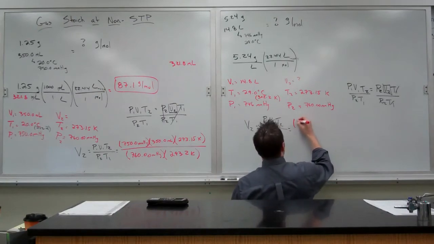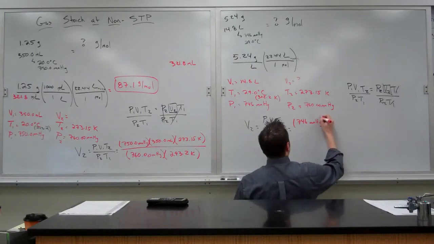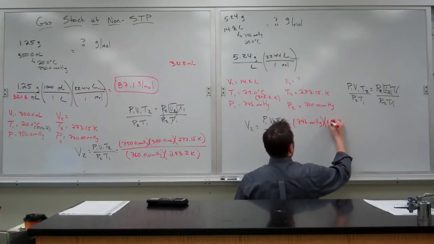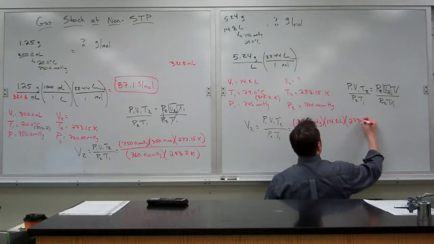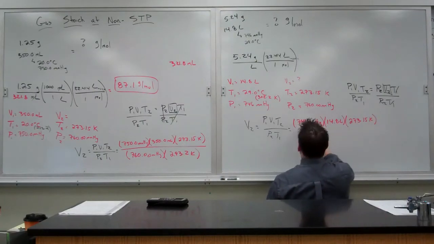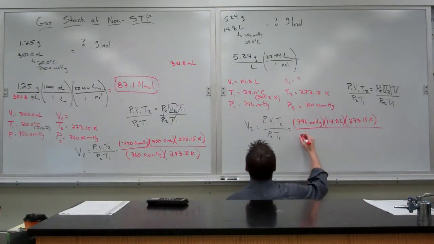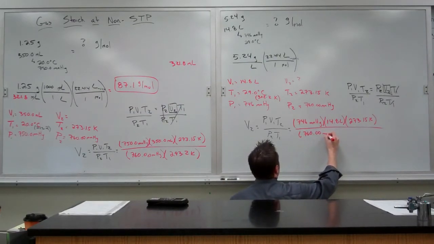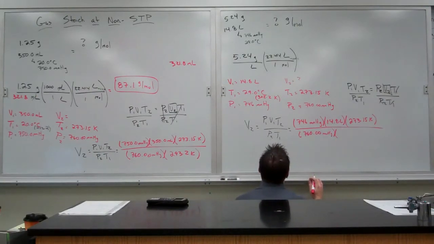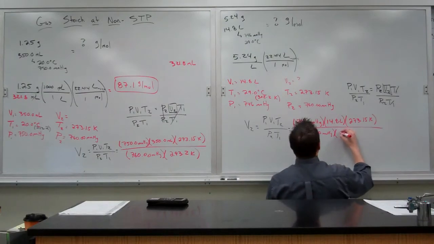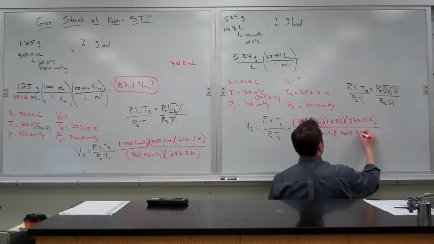Pressure 1, 746 mmHg. Volume 1, 14.8 liters. Temperature 2, 273.15 Kelvin. Pressure 2, 760.00 mmHg. And temperature 1, 302.2 Kelvin.